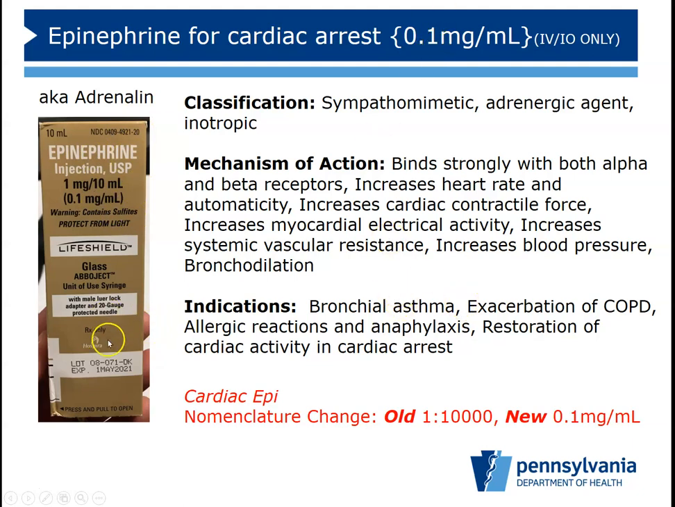You cannot give this concentration for bronchial asthma, exacerbation of COPD, allergic reactions, or anaphylaxis. This concentration, 0.1 milligram per mL, can only be utilized in the restoration of cardiac activity in cardiac arrest. And when we do give it in cardiac arrest, we are giving 1 milligram, diluted in 10 milliliters of generally normal saline.